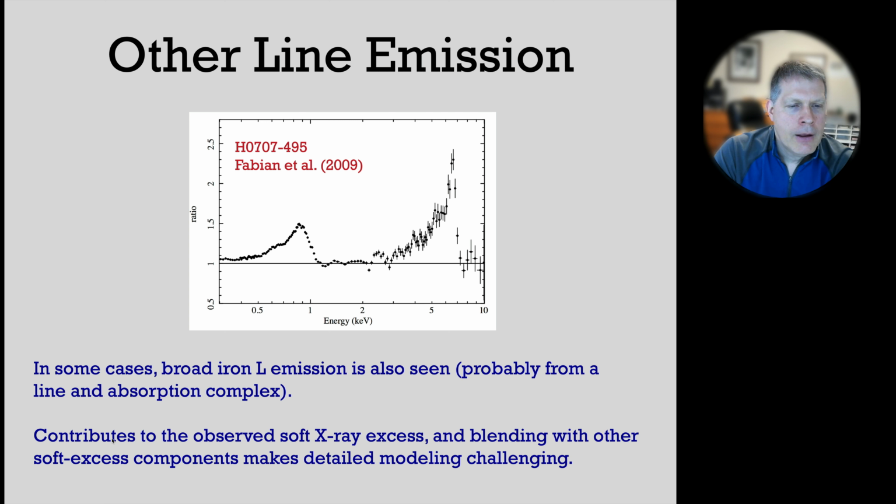And here, that other line emission is now getting down to fairly low energies. That may contribute to the observed soft X-ray excess that I've been talking about. In some cases more, in other cases less. But generally, blending with other soft excess components can make the detailed modeling of this line challenging in some cases. Although, again, you can use variability measurements to try to disentangle much of that. So there's exciting work being done studying all this line emission. There's a whole literature here that I encourage you to check out if you have interest.